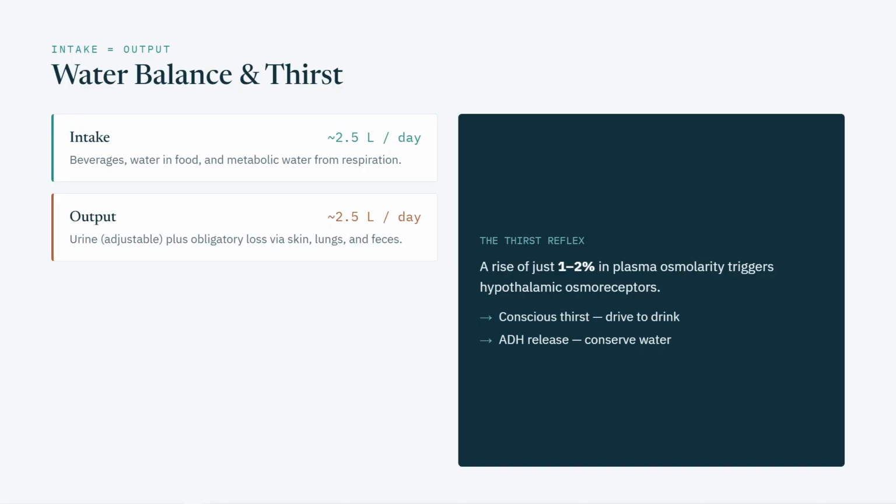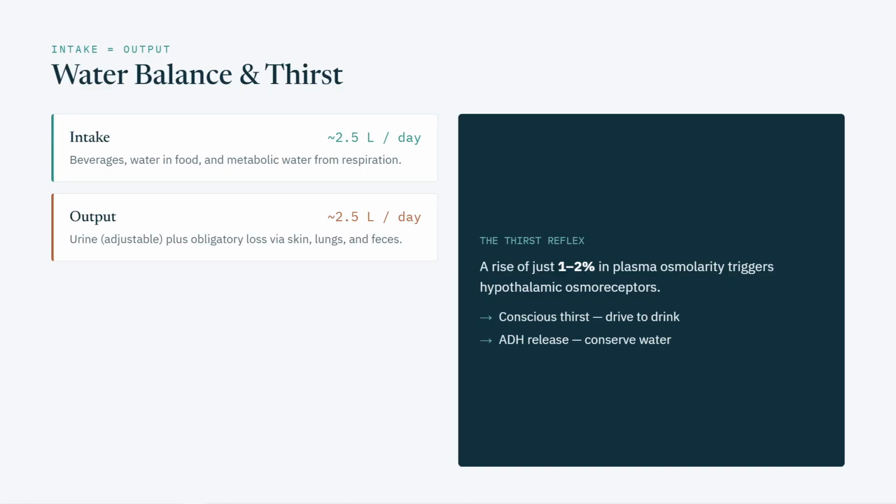Over a day, water in has to match water out, about 2.5 liters each way. Intake comes from what you drink, water in your food, and a bit of metabolic water from your cells. Output is urine, the adjustable part, plus obligatory losses you can't avoid through skin, breath, and feces.